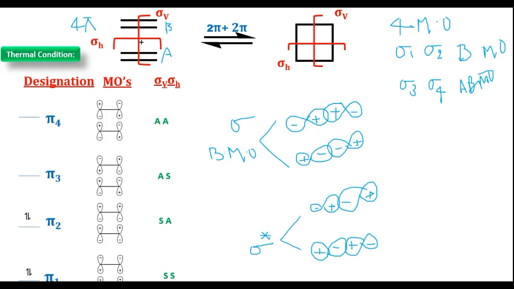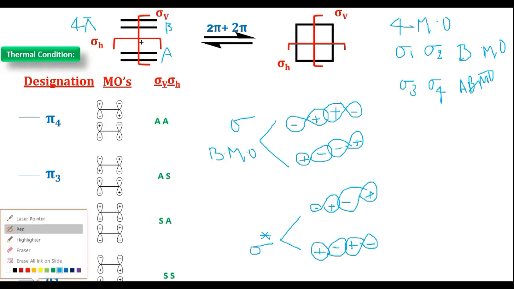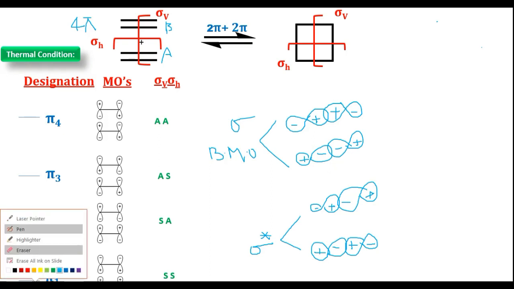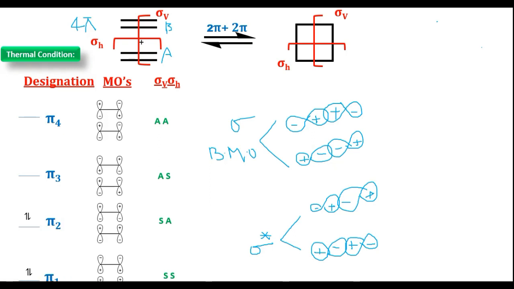So friends, I hope you understand the concept. What is the sigma, what is the sigma star? So let's start the molecular orbitals of products. Four molecular orbitals are there, sigma 1, sigma 2, sigma 3, sigma 4, because 2 sigma bonds are formed. These 2 sigma bonds are formed by 4 carbons, therefore 4 molecular orbitals are present. Now the first one, the designation of molecular orbitals, and also sigma v, sigma h.